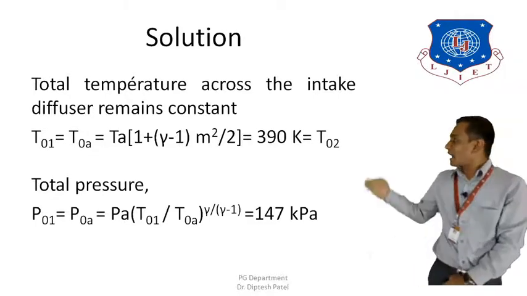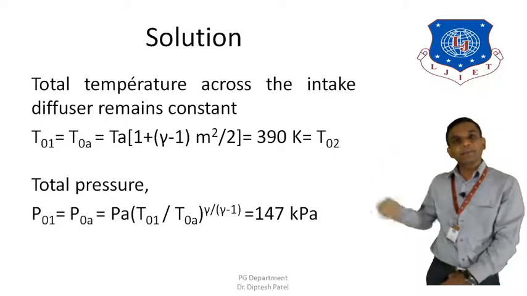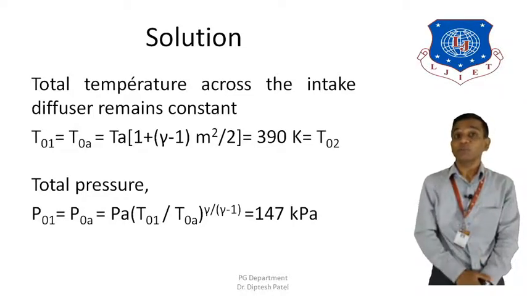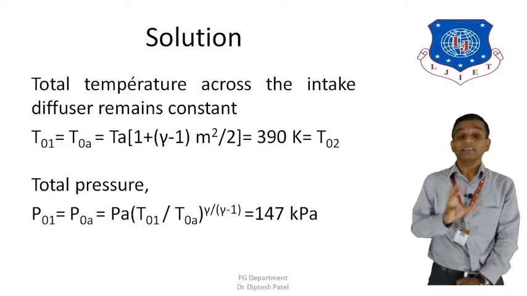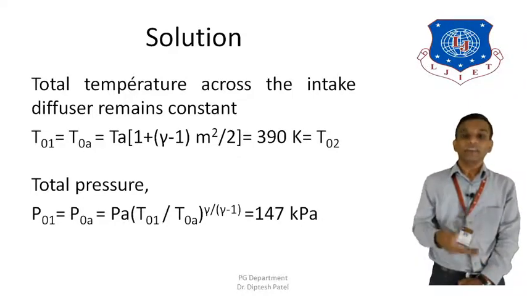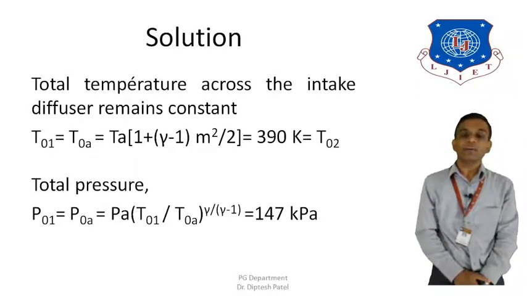So after substituting the values, I should be able to get T01, which is equal to 390 Kelvin, and that is equal to T02 because the temperature remains constant. Then after, the total pressure. Now total pressure P01 is equal to P0A, which is equal to PA inside the bracket T01 upon T0A raised to gamma upon gamma minus 1.